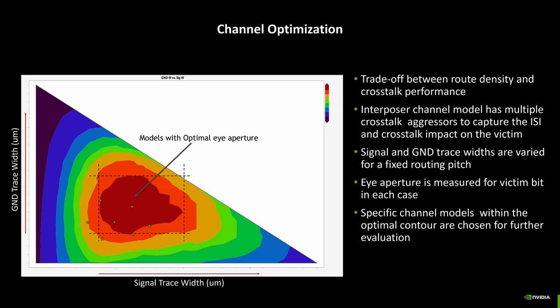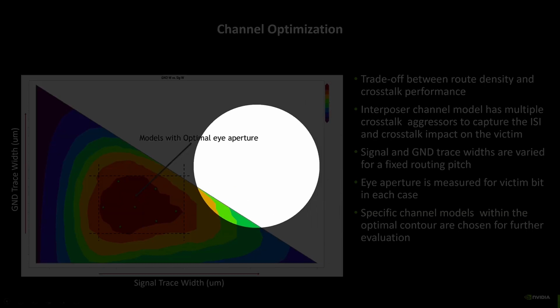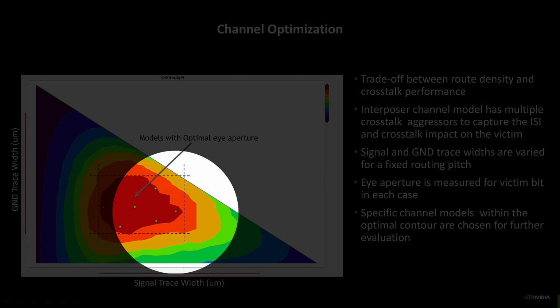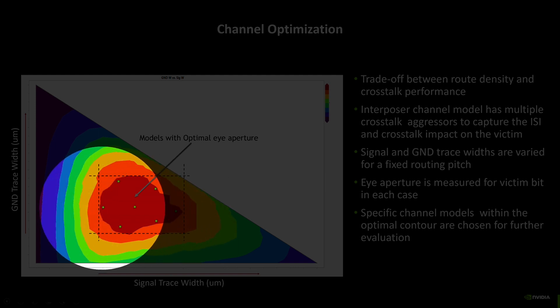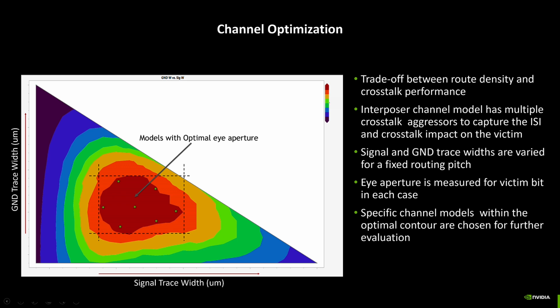Within this, you could now pick, say, a handful of models which have different signal widths and ground widths, and you can do further optimization on these channel models. For example, you might see a difference between a signal trace width that is wider, which might have a higher capacitance than the one with a smaller trace width. All these factors could be considered when you take this to the next stage, where you do the simulations with the circuit model.